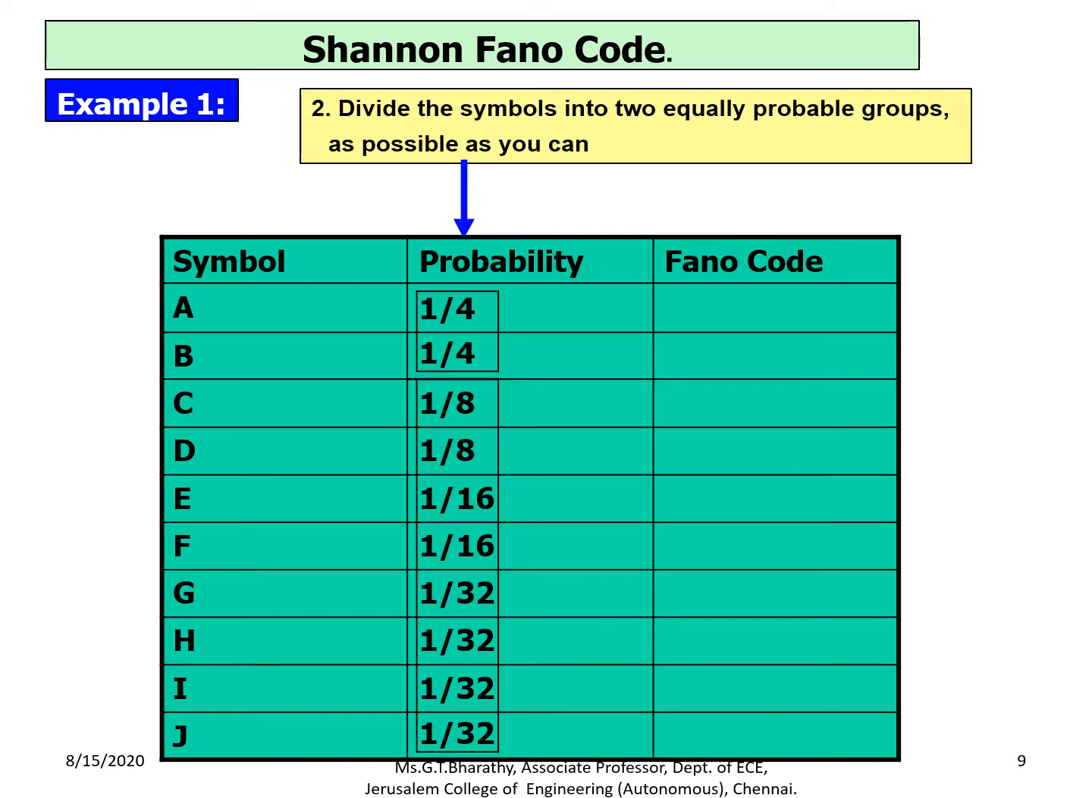So what is the next step? Divide the symbols into two equally probable groups. Now you can see A and B combined together: 1 by 4 and 1 by 4 is 0.25 plus 0.25, which becomes 0.5. When you add the remaining probabilities, again it becomes 0.5. So you are dividing the probabilities equally, the top portion with probability 0.5 and the bottom portion with probability 0.5. Is it clear? So we have subdivided.